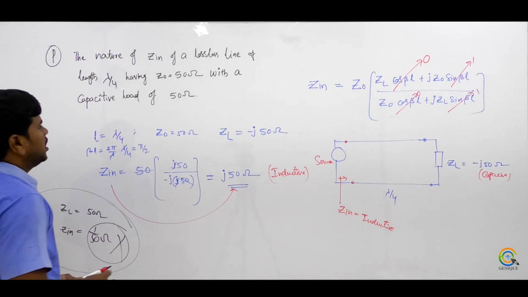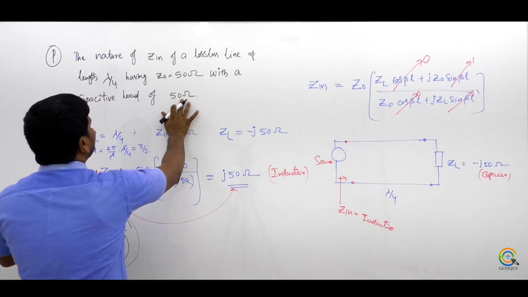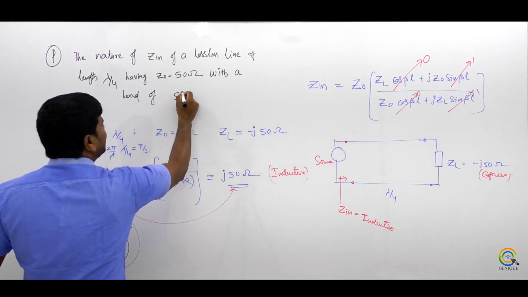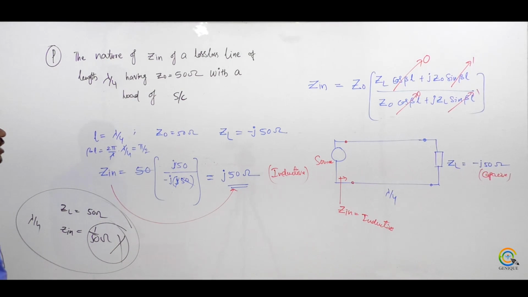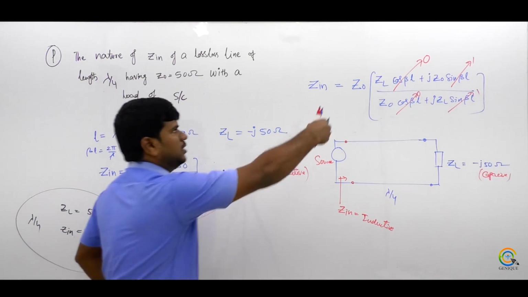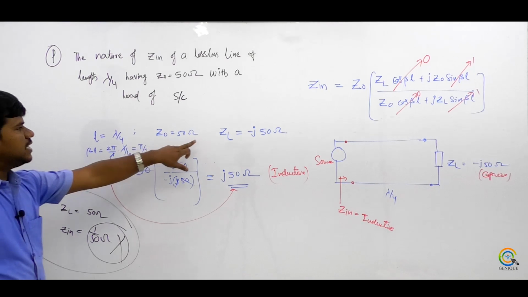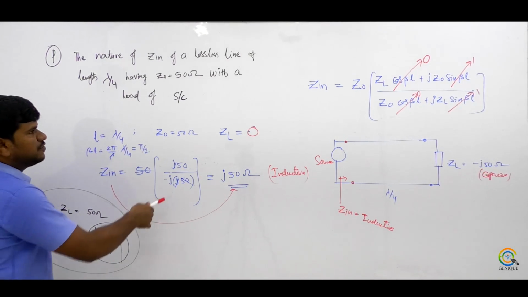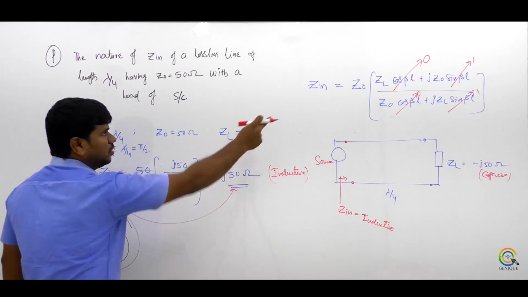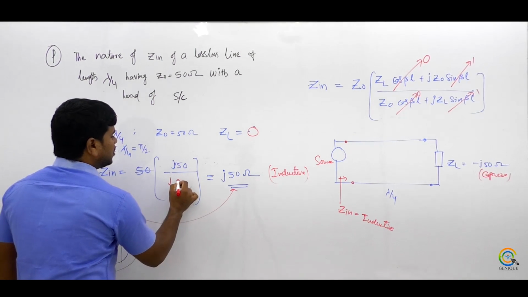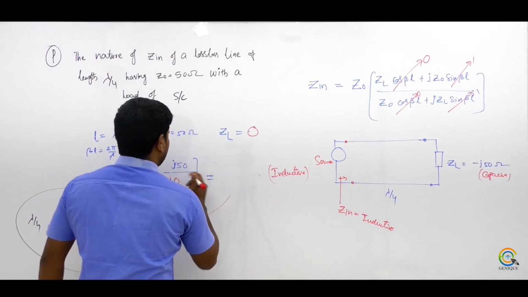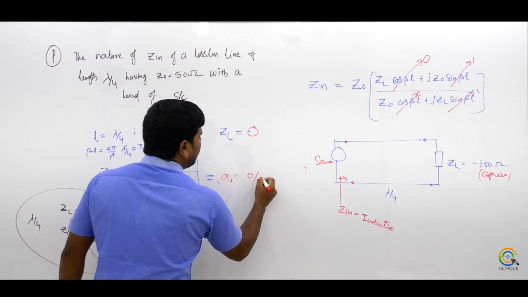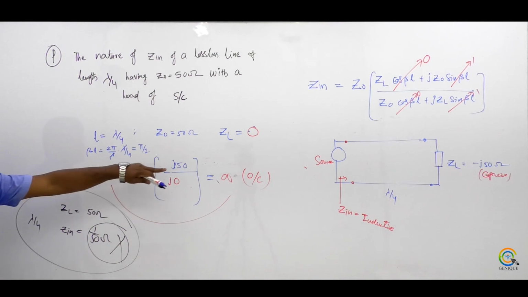Suppose instead of taking the 50 ohm, I now take a load of short circuit. If you take a short circuited load for the same length, the same expression will be retained. But here ZL is equal to 0. If ZL is 0, the numerator will be present, and the denominator will be j into 0. Finally, you will get minus j infinity, or you can also write infinity. Infinity means the nature of an open circuited input impedance. Here we will get the input impedance as open circuit.